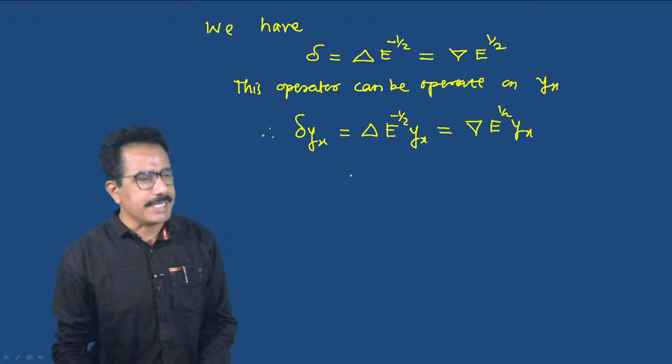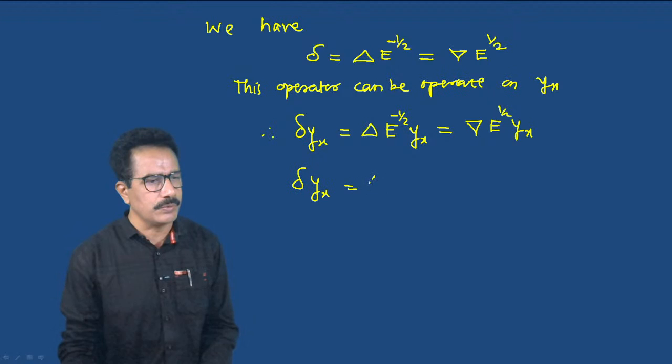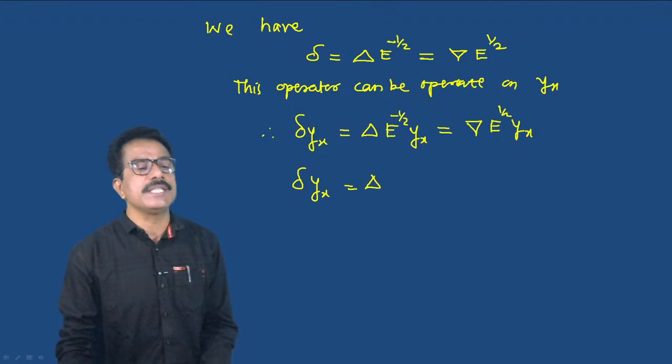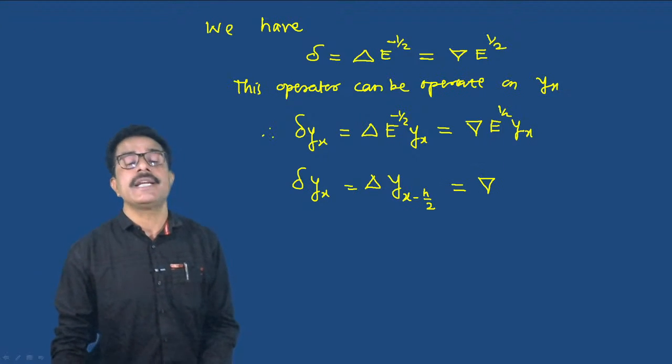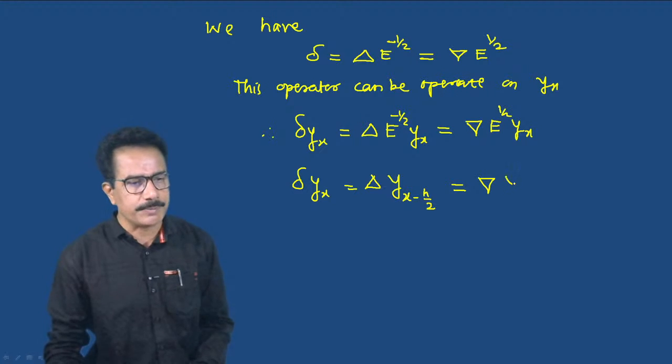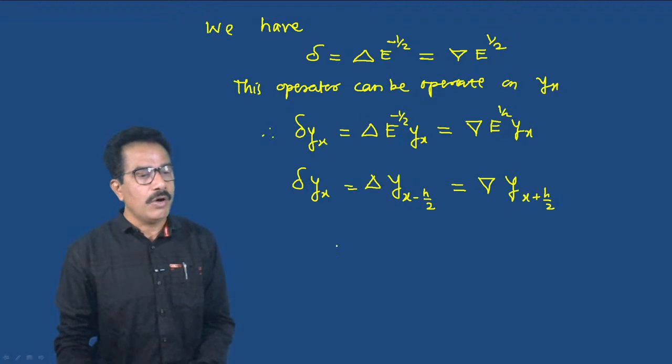Okay, this can be written like this. So delta y suffix x is equal to delta. Now operate this shift operator, that can be written as y suffix x minus h by 2, which is equal to del e raised to 1 by 2, the shift operator, shift it, y x plus h by 2.